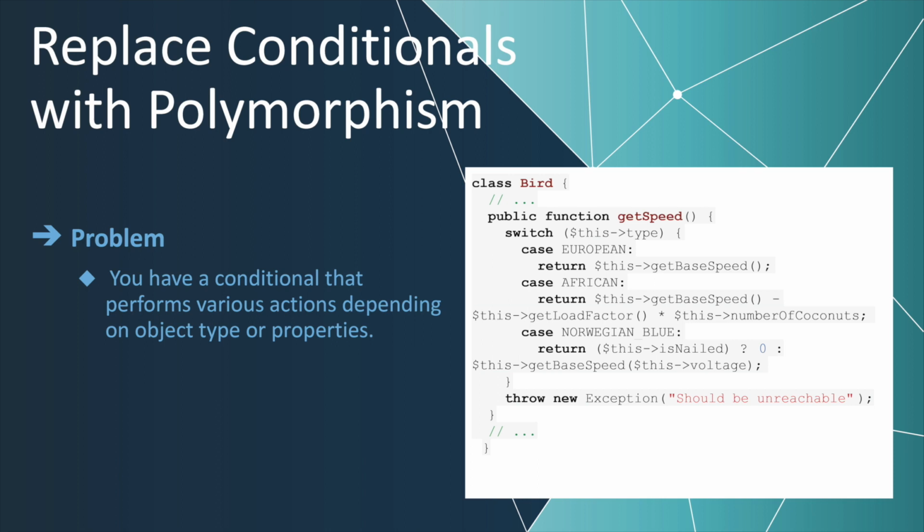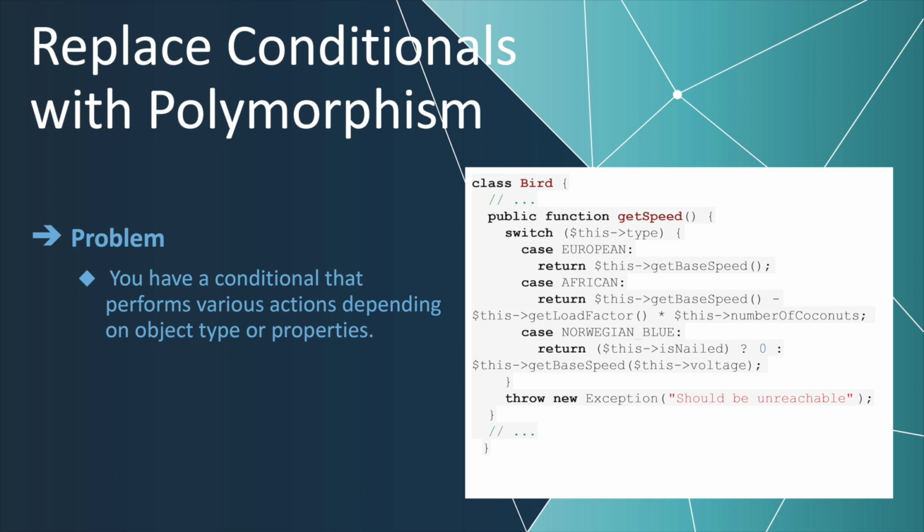Here's a switch case for each type of bird. One would be European, another would be African, another would be Norwegian blue. They just want to get the speed of that bird, and they're sharing one function that's repeated everywhere: get base speed, get base speed, get base speed. It's not about the method they're using, it's about the block as a whole. The whole code looks a little messy when you look at it at first glance before you read it. So how do we solve this problem?